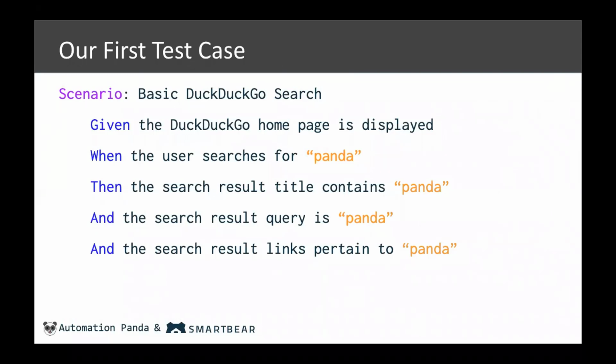In our basic DuckDuckGo search test case here, we say, given the DuckDuckGo homepage is displayed, when the user searches for the phrase panda, then we expect these three things to be true. The search result title contains panda, the search result query is panda, and the search result links pertain to panda. Even if I'm not using a BDD test framework, I'll still write my test cases out like this in plain language in the Gherkin format.